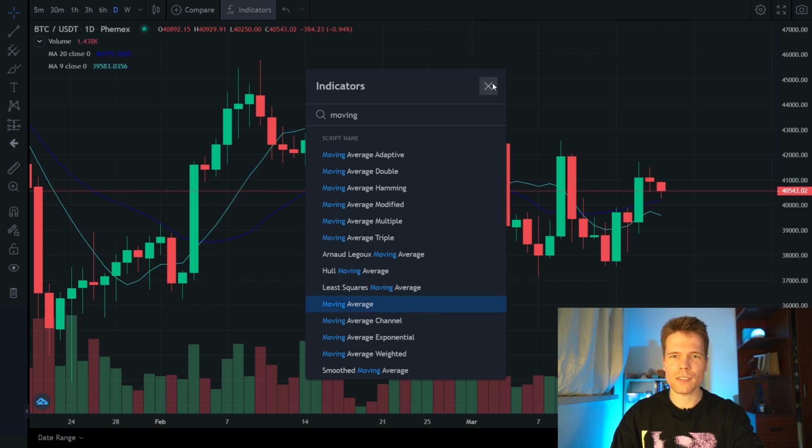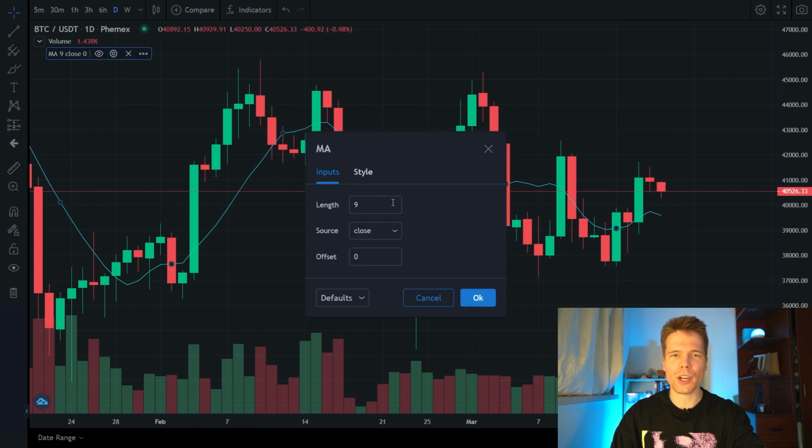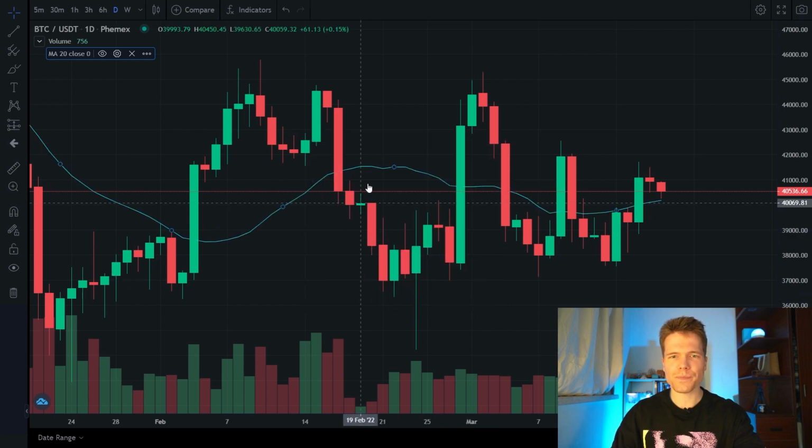Just to show you that, let me X out of the one I had up. Here it's at 9, it's a 9 moving average. The one we were talking about was 20, so I'm just gonna go ahead and do the 20 so we can look at it. So here's your 20 moving average. And this is the current market. This is the latest candle on the 1-day candles.